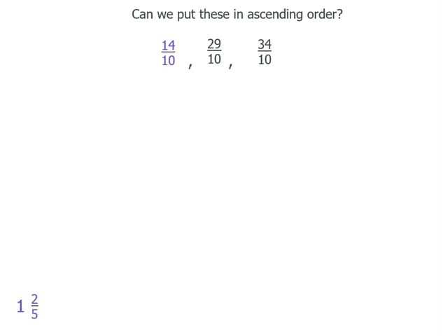Now we want ascending order, so we want smallest to largest. And if you look at the numerators, you can actually see 14 is the smallest and 34 is the largest. It's quite clear that these are in ascending order now, but it wasn't when we first had them.